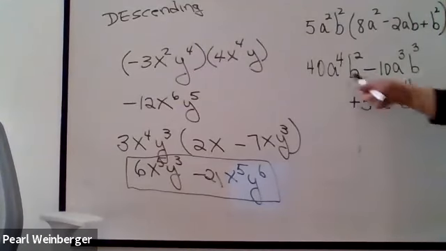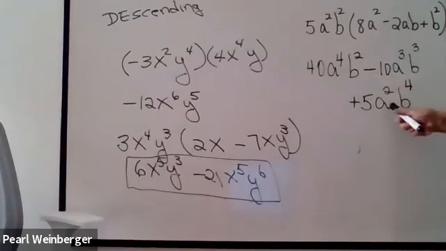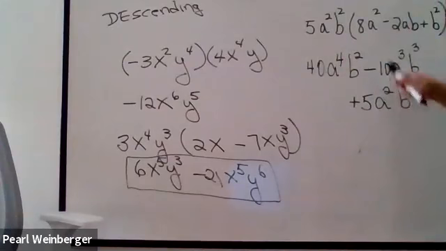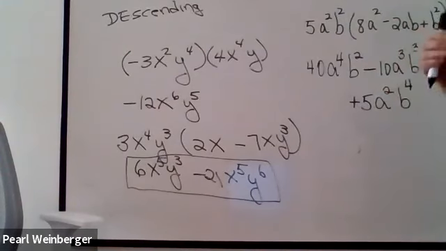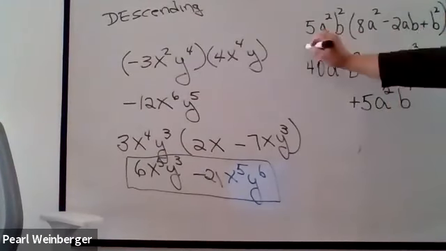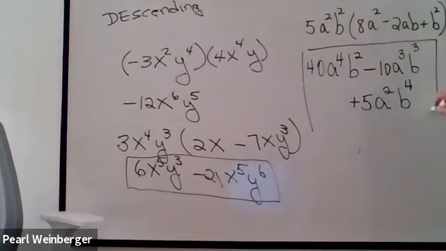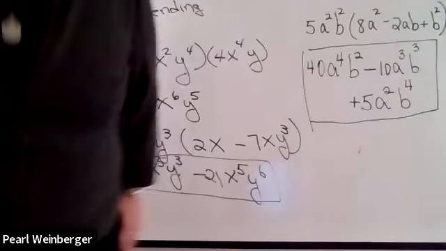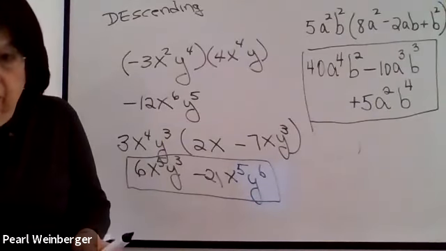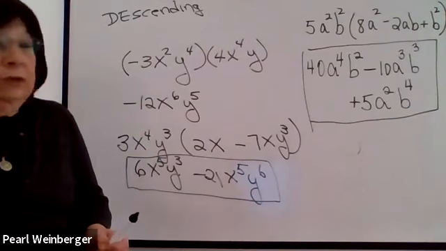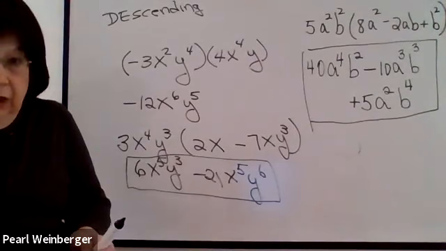Now, if you look at these two, they almost look like like terms, but they're not, because here the a has an exponent of 4 and the b has an exponent of 2. And here the a has the exponent 2 and the b has the exponent 4. They have to be the same letters with the exact same exponents. Okay, so this would be our final answer. You can't simplify this anymore. So this is multiplying a monomial times a polynomial. As I said, tomorrow we're going to start talking about multiplying two polynomials together.